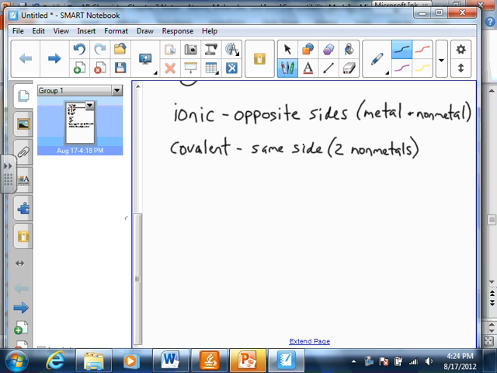Two metals do not form a covalent compound. It has to be two non-metals, so two on the right side. N2O, since they're both on the right side, that's going to be covalent. Na2O, sodium's a metal, oxygen's a non-metal, so Na2O would be one that we would expect to be ionic. CaCl2, calcium is on the left side, it's a metal. Chlorine's on the right side, it's a non-metal. So CaCl2 would also go on our list here. SF4, sulfur and fluorine are both on the same side, so that's going to be covalent as well.